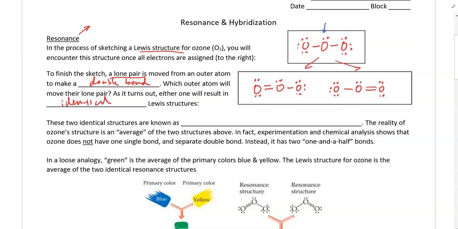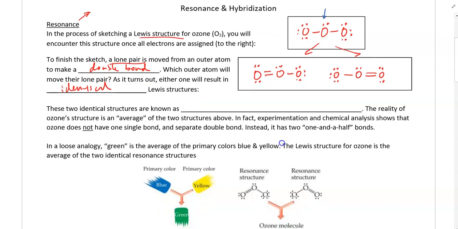So if I know I have these identical structures, which one is better than the other? Not really. Neither of these two is necessarily more right than the other. So these two structures, we call them resonance structures. The reality is that this ozone, the actual molecule, is kind of an average of those two structures. We say this because it's something we can determine experimentally.